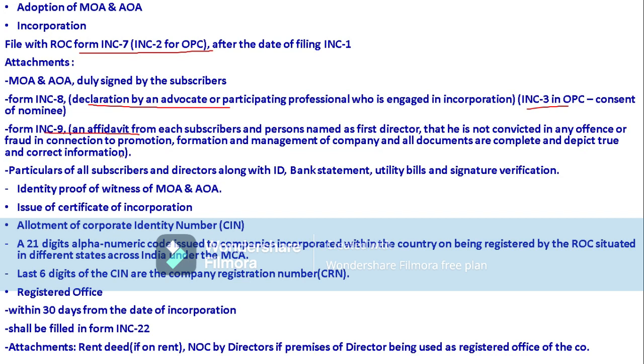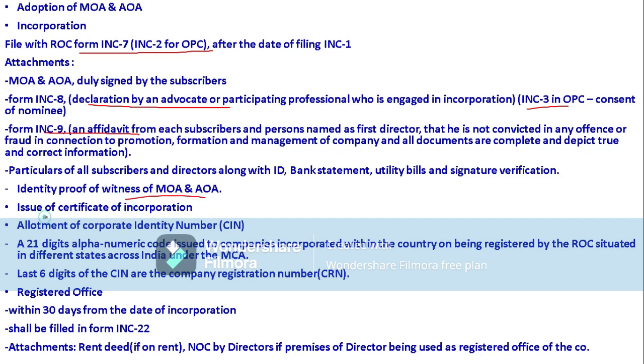After that, they have to give the address for correspondence until the registered office is established, because till now there is no registered office. Communication is needed until then, so for that correspondence, an address should be given. Here, particulars of all subscribers, like identity proof and witnesses of the MOA and AOA, are also required.